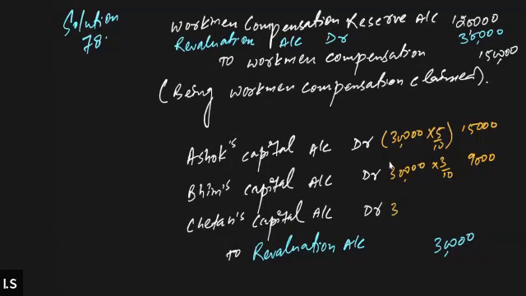And similarly 2/10 will be borne by Mr. Chetan. So it will be 6,000. Got it, everyone? So this is how this question will be solved. First of all, we will pass this general entry: the workman compensation reserve account debited, the revaluation account debit to workman compensation. Then the amount of loss that the firm is bearing will be divided among the partners in the old profit sharing ratio.